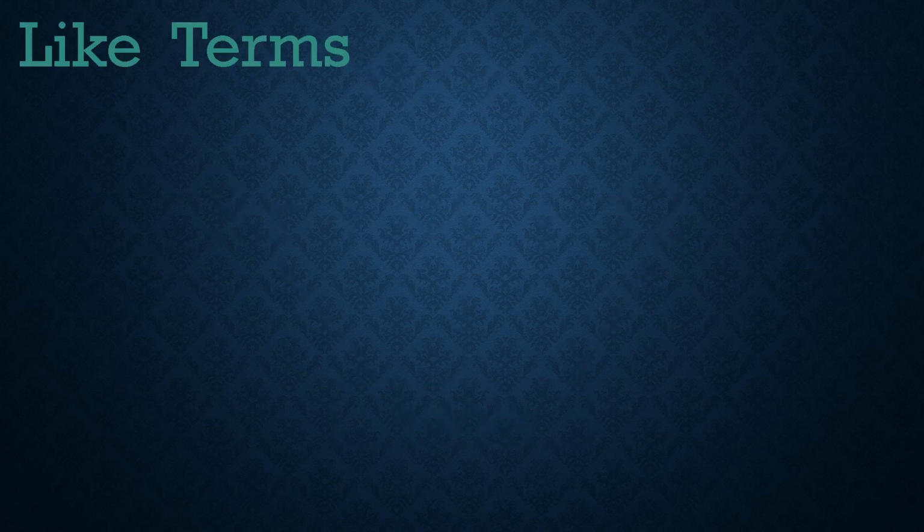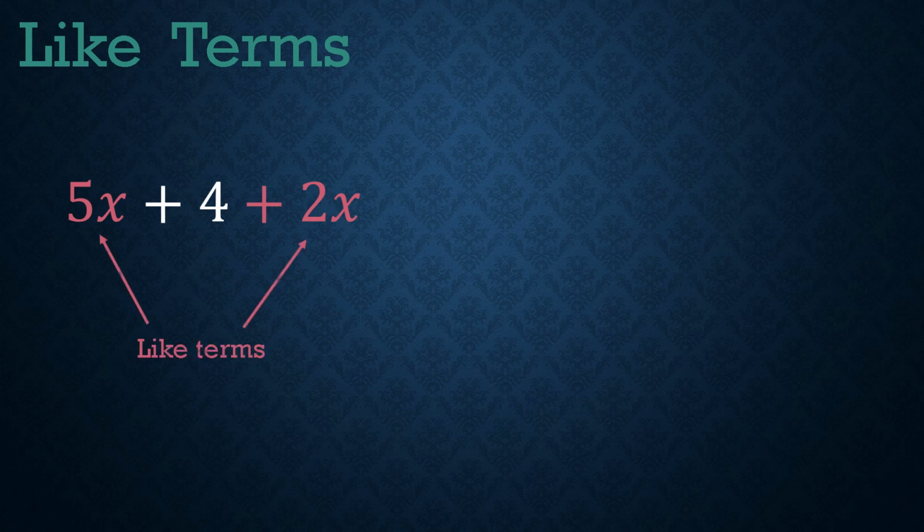Like terms are terms with the same variable. So for example, 5x plus 4 plus 2x, 5x and 2x are considered to be like terms because they have the same variable.